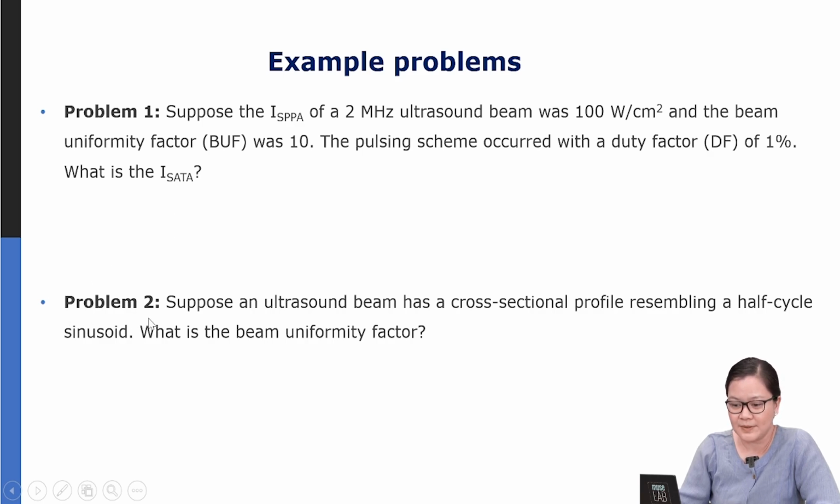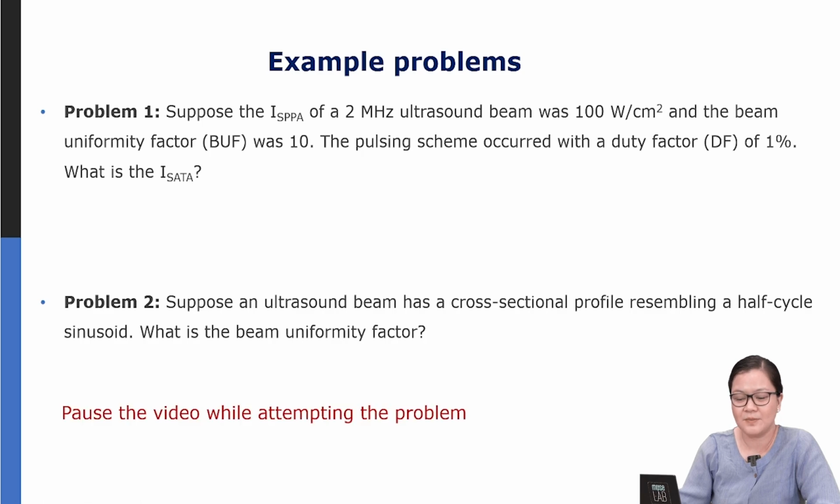For the second problem, suppose an ultrasound beam has a cross-sectional profile resembling a half-cycle sinusoid. Now what is the beam uniformity factor? So please take a moment to pause your video while attempting this problem.